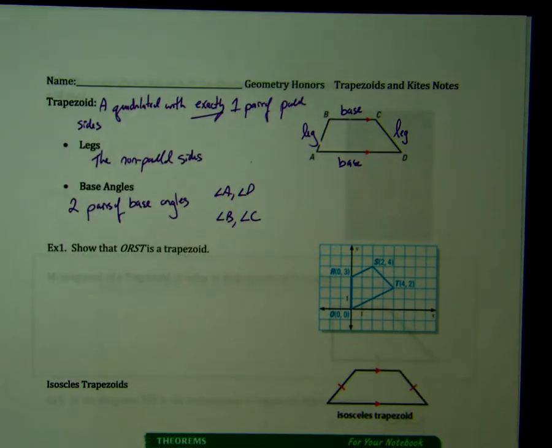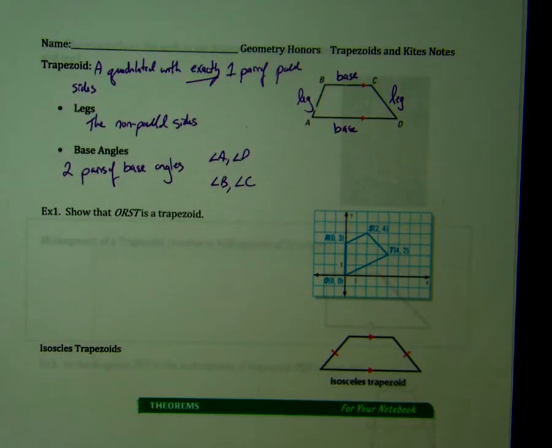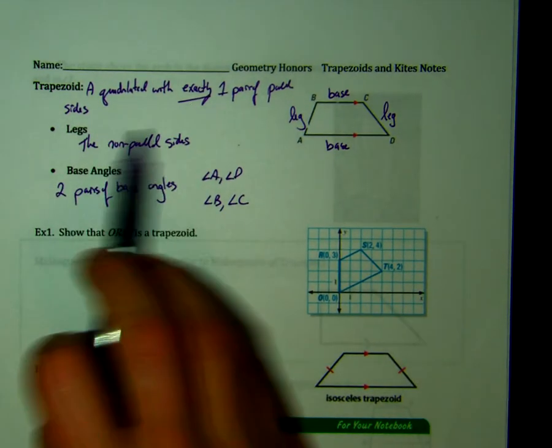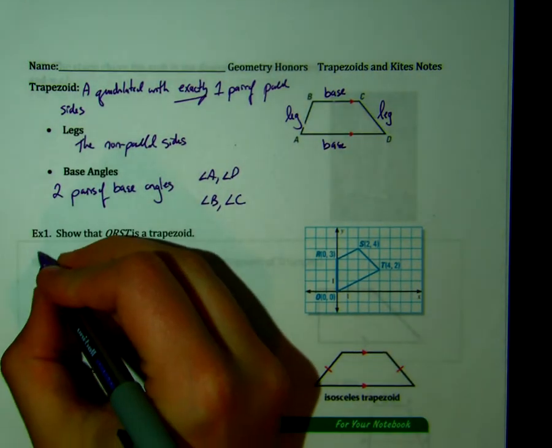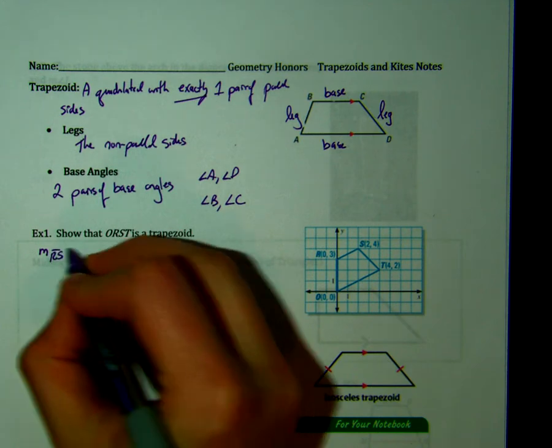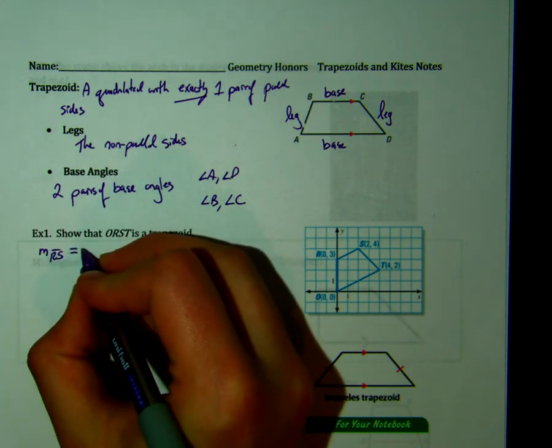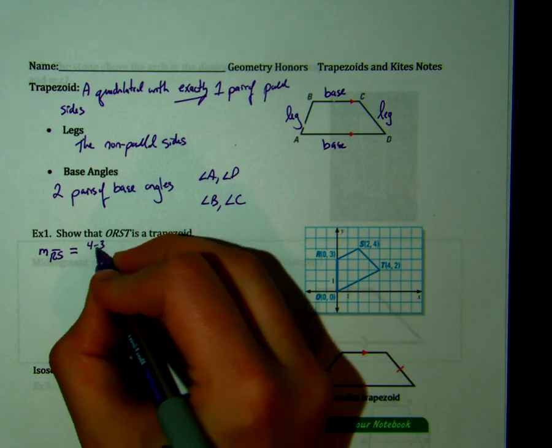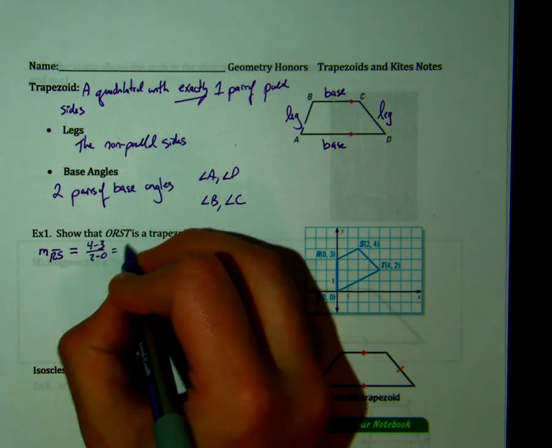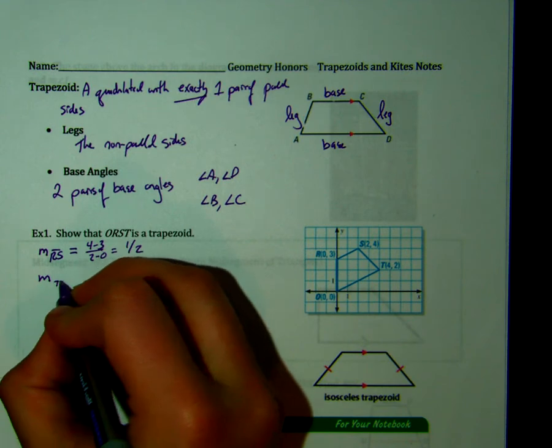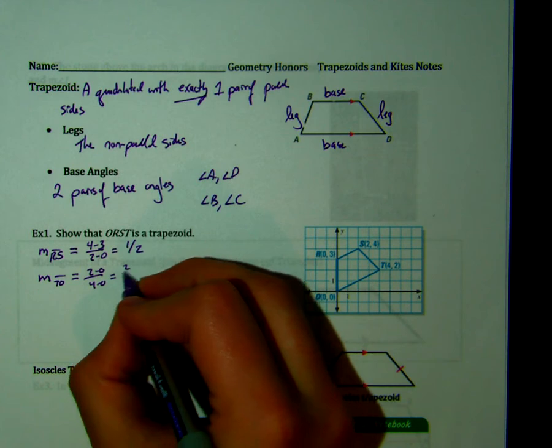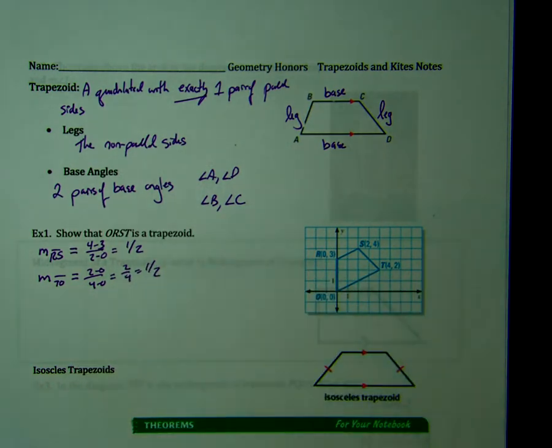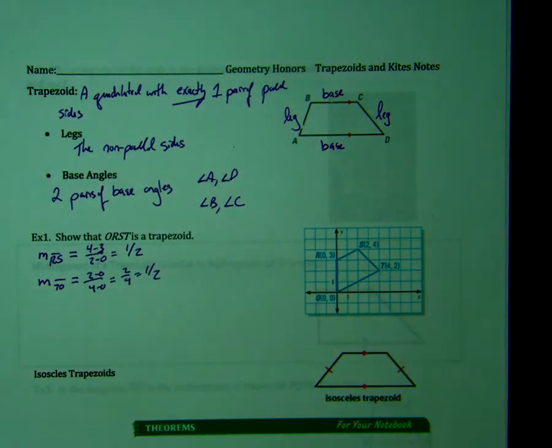So one thing that I could expect you to do is to actually show that something is a trapezoid. Trapezoids and parallelograms, all these things have to do with whether sides are parallel or not, so this is a case where we're going to want to look at slope. The slope of segment RS is 4 minus 3 over 2 minus 0, so this has a slope of 1/2. The slope of TO is 2 minus 0 over 4 minus 0, which is 2/4, which is 1/2. So you see that we have a pair of opposite sides that are parallel.